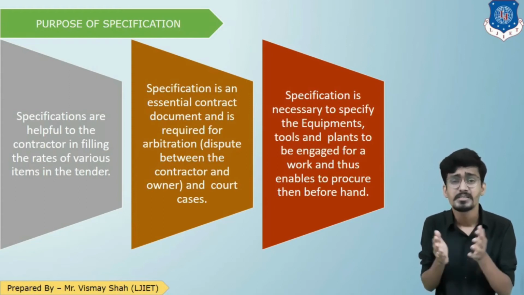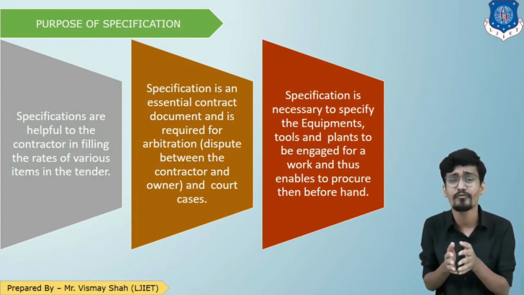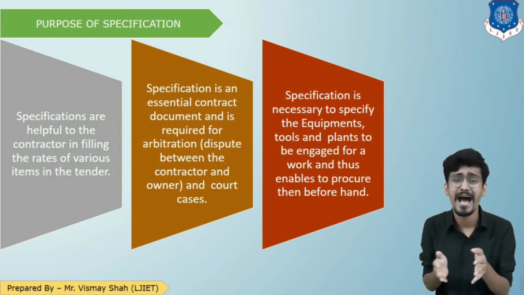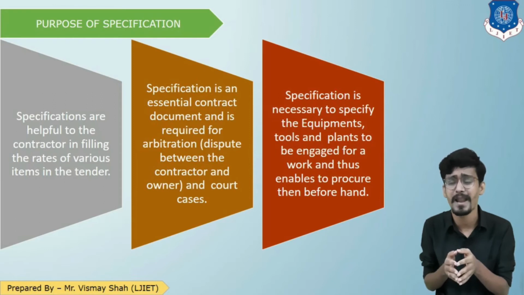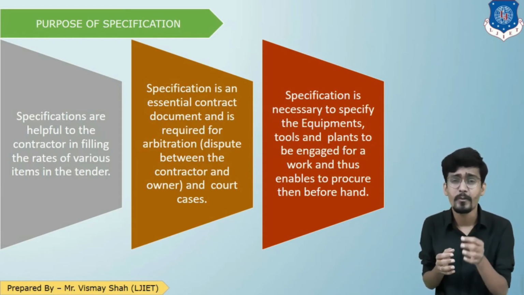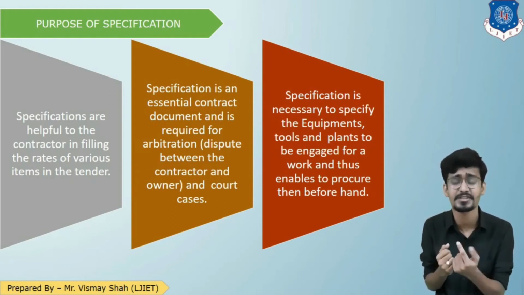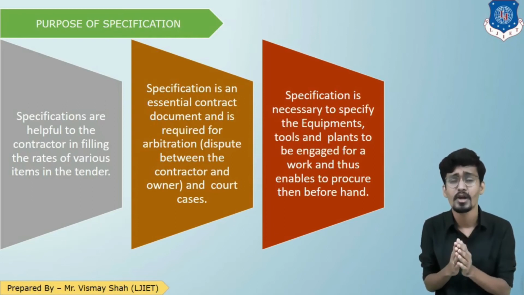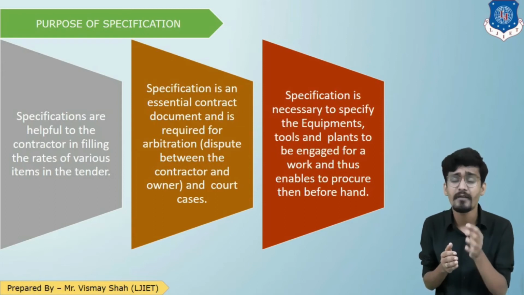Next, specifications are required to finalize the equipment, tools and plants which will be engaged in the work, and thus the contractor can purchase or hire those equipment, tools and plants. Again, in the specification, if you require that excavation is going to be done with a JCB or a 360-degree Hitachi, you must specify that so that the contractor can purchase or hire or make available that equipment by the start of the project.